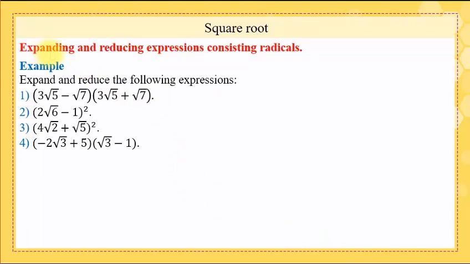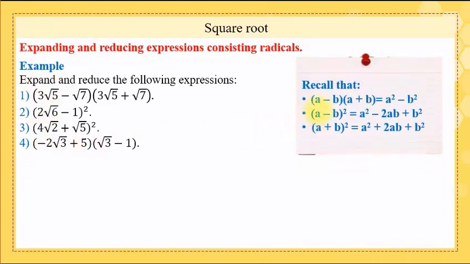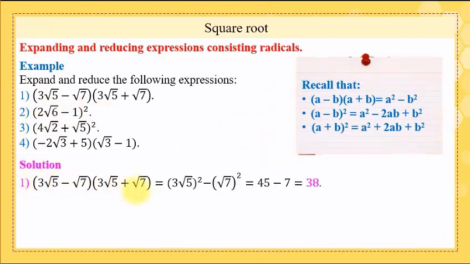Now, expanding and reducing expressions consisting of radicals. Let us expand the following expressions, and here we will use the remarkable identity rules. The first one we can expand according to the first identity. A minus b into a plus b equals a power 2 minus b power 2. Here we have a is 3 radical 5 and b is radical 7. Because we have this form a minus b into a plus b, we can write directly a power 2 minus radical 7 power 2, which is b power 2, equal to 45 minus 7, we have 38.